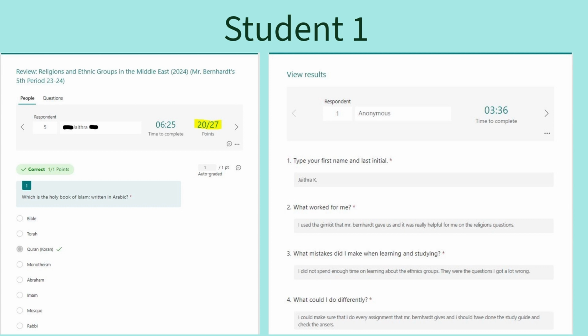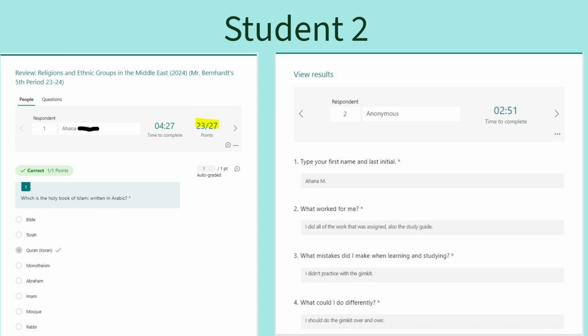You can see his brief responses to the reflection. In addition to the data from the test, whenever possible, I use reflection responses to help tailor any reteaching. Jathra says the Gimkit was helpful, but he didn't focus on the lessons about ethnic groups. He also admits that he should have used the study guide. That's a great place for me to start his remediation.